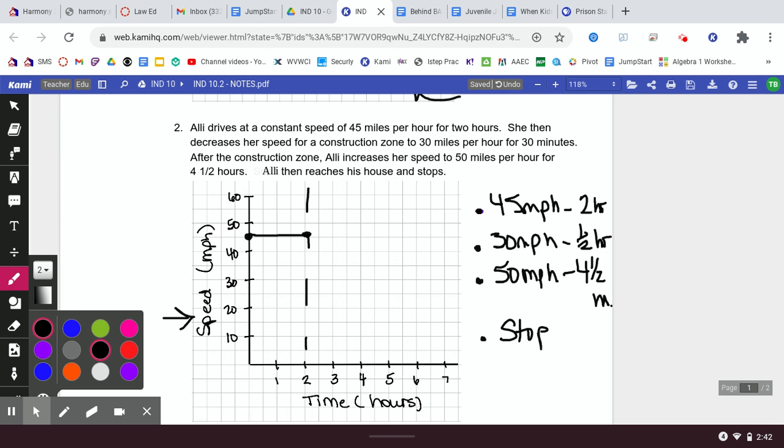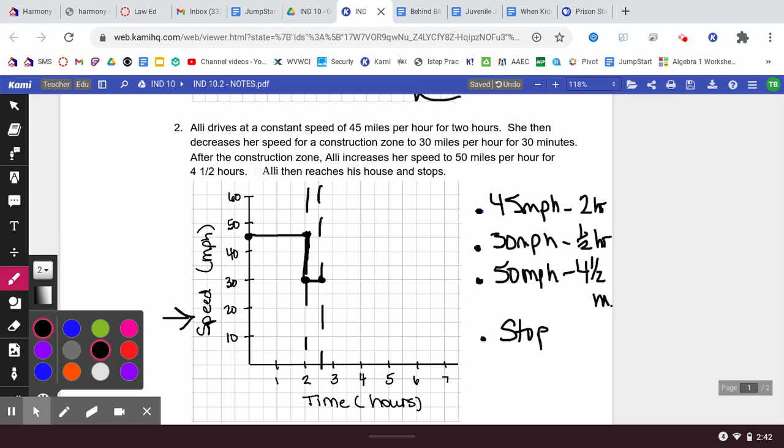Then her next block is a 1/2 hour. So I'm going to go halfway between 2 and 3. And that's right there. And in that 1/2 hour, she drops down to 30 miles an hour, and she maintains that for 30 minutes. And again, you don't want to leave these hovering lines, so I'm going to connect my 45-mile block to my 30-mile block with just a straight up and down line because there was no gradual slowdown.